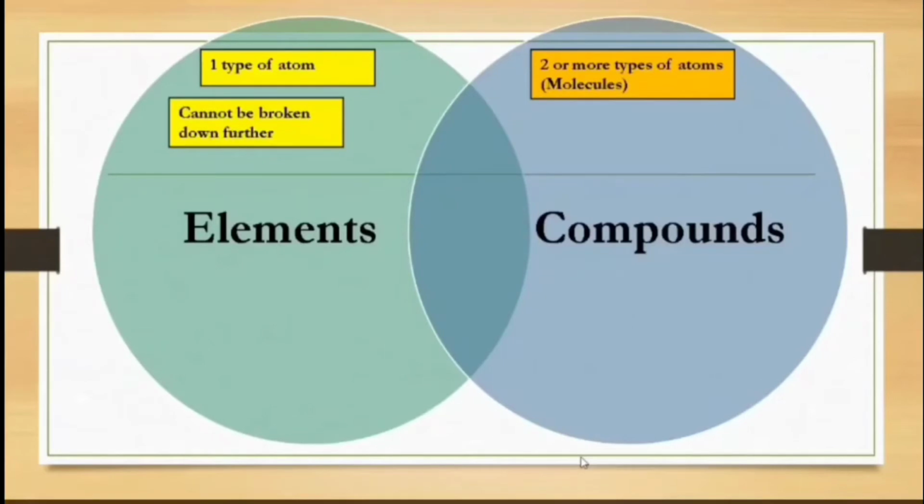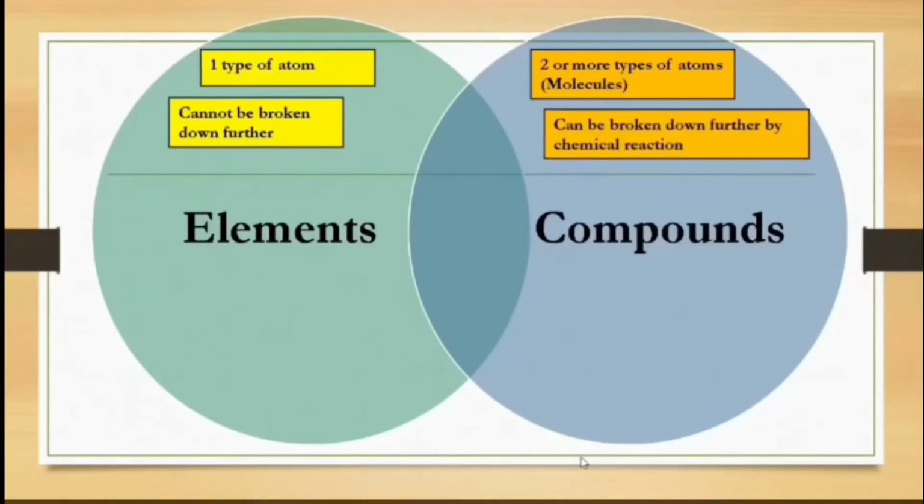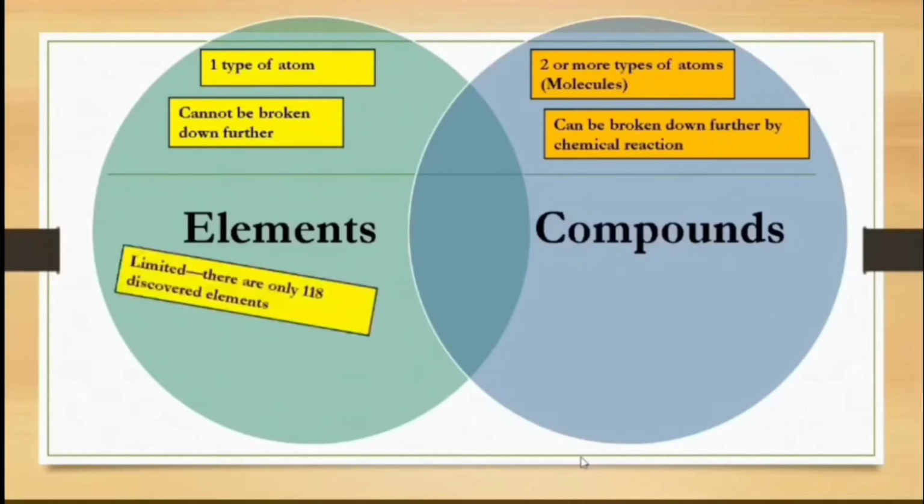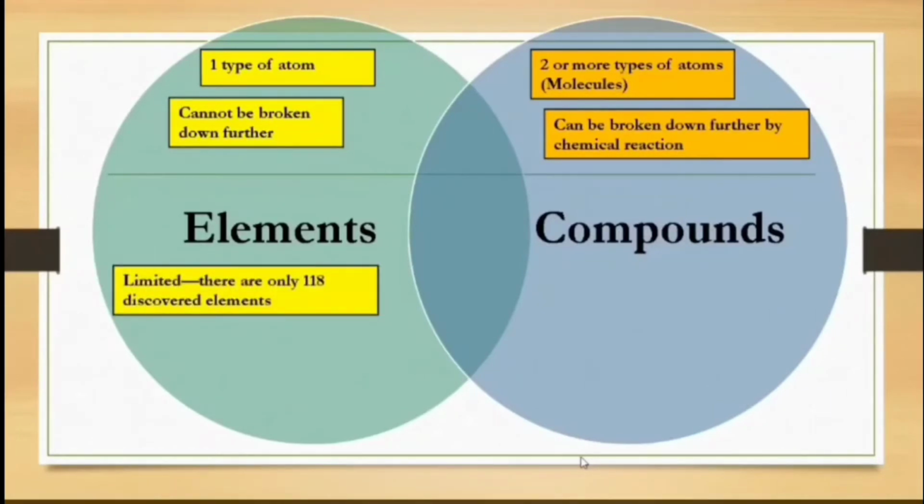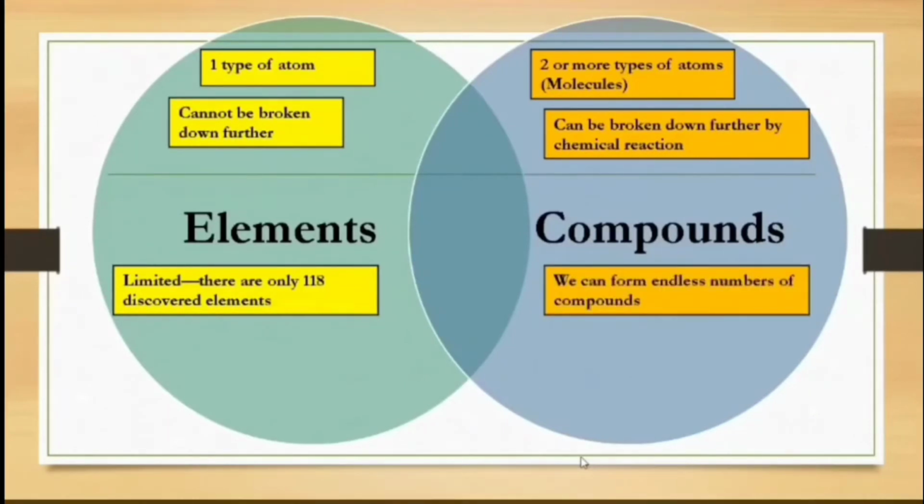Elements cannot be broken down further, while compounds can be broken down by chemical reaction. Elements are limited. As of today, there are only 118 discovered elements, but we can form endless numbers of compounds by combining different elements.